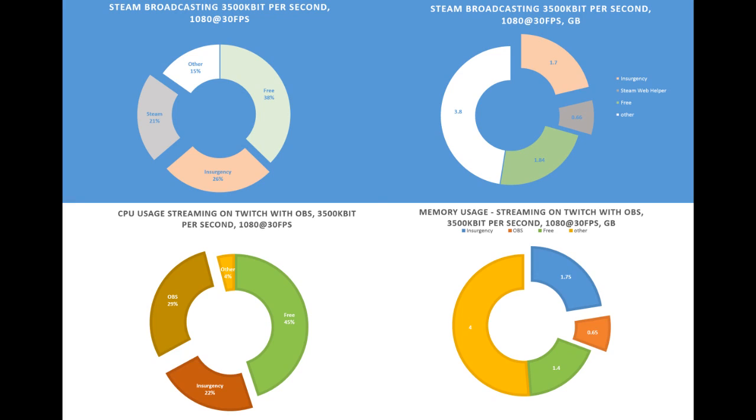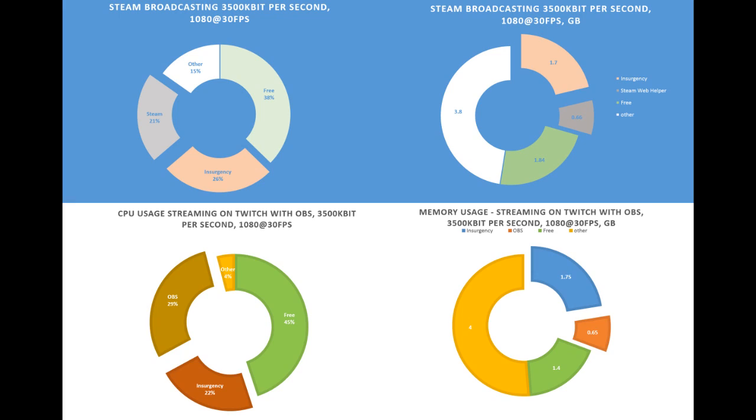I did try to use as similar settings as possible. However, there's only so much you can do when Steam provides very limited info on what settings they use for broadcasting. But what I was able to learn, I used the same settings: 3500 kilobits per second bitrate and 1080p at 30 frames per second.